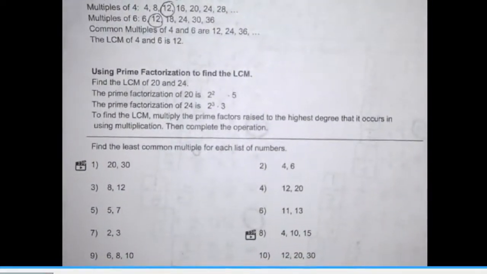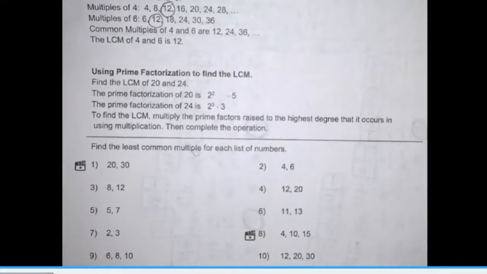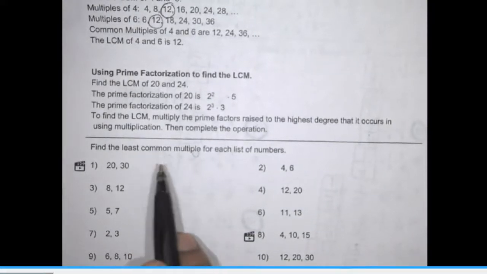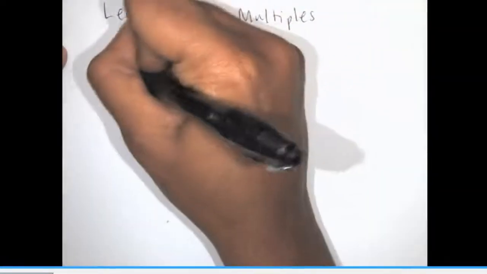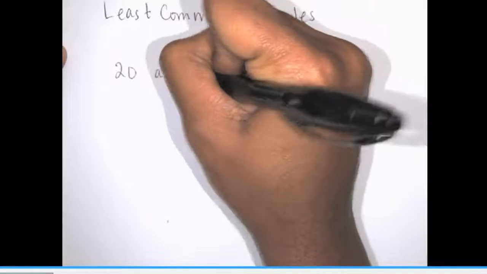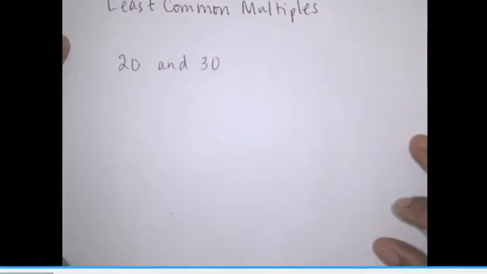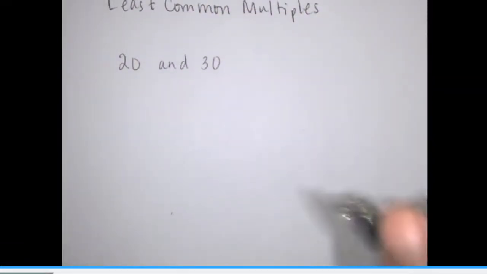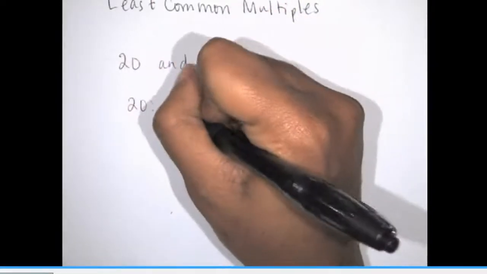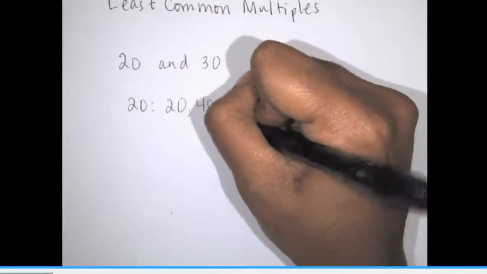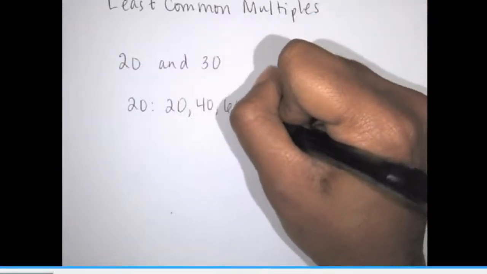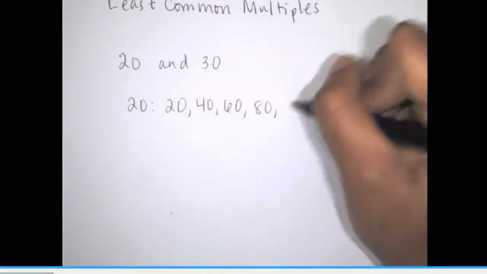I'm going to transfer over to another paper to show the work, and then I'm going to come and put the answer right here. They want us to find the least common multiple of 20 and 30. The first thing we're going to do is take our 20. 20 times 1 is 20, 20 times 2 is 40, 20 times 3 is 60, and then we have 80, and then we have 100.